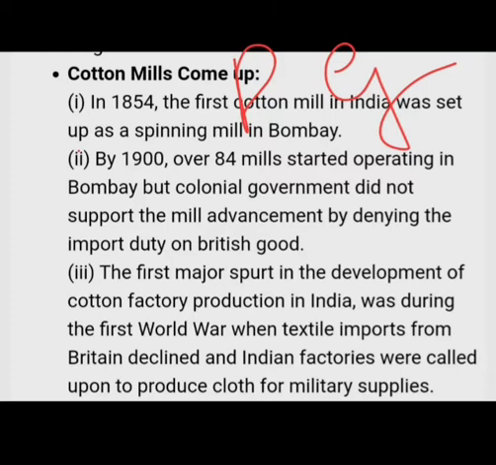If we talk about Ahmedabad, the first mill in Ahmedabad was started in 1861. In which year? 1861. Then a year later a mill was established in Kanpur also, in the United Provinces. United Provinces means Uttar Pradesh.